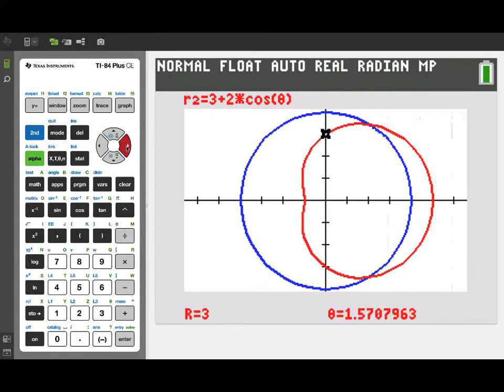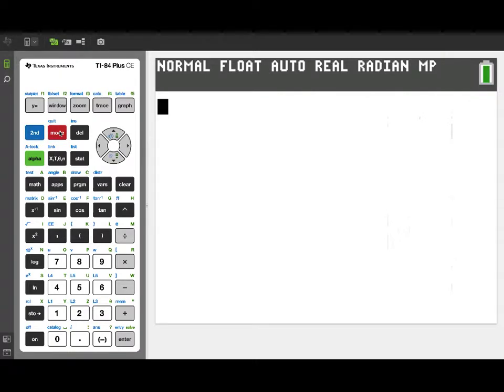Okay, now I've advanced the trace cursor to a point of interest to us in this problem. We're asked to find the slope of the tangent line at this point where theta equals pi over 2, which we can see is the point 3, 0 in x and y coordinates. Now that slope is going to be given by dy dx, so I've returned to the calculator screen and we'll use some calculus.